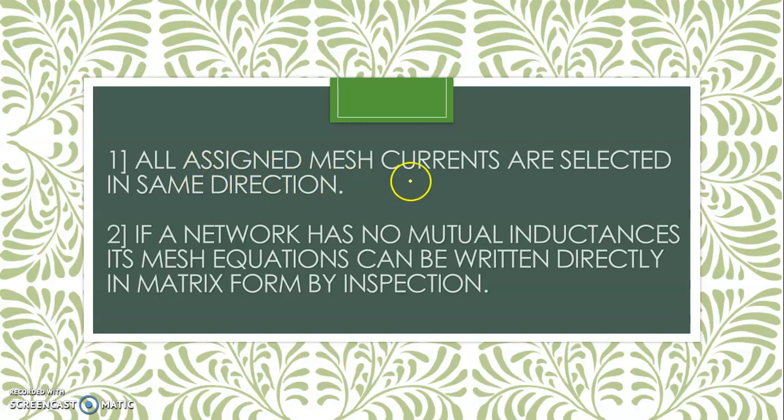All assigned mesh currents are selected in the same direction. This point is very important. Second point, if a network has no mutual inductances, its mesh equations can be written directly in matrix form by inspection. Instead of matrix form, I'll be forming an expression by inspection. Then that particular expression can be represented in matrix form. So please remember that.